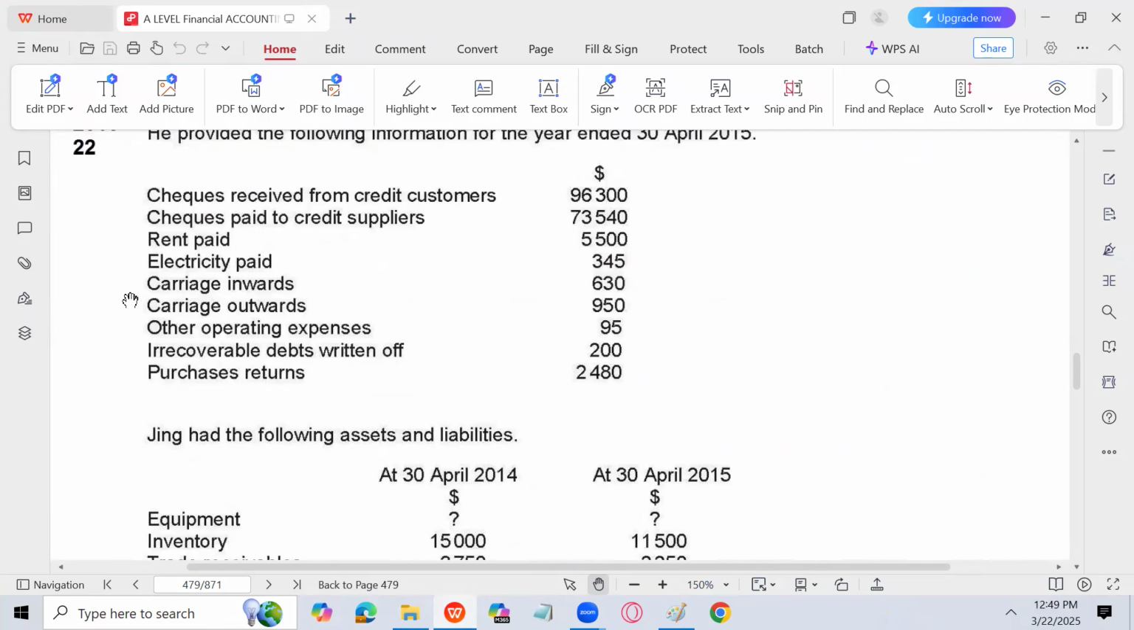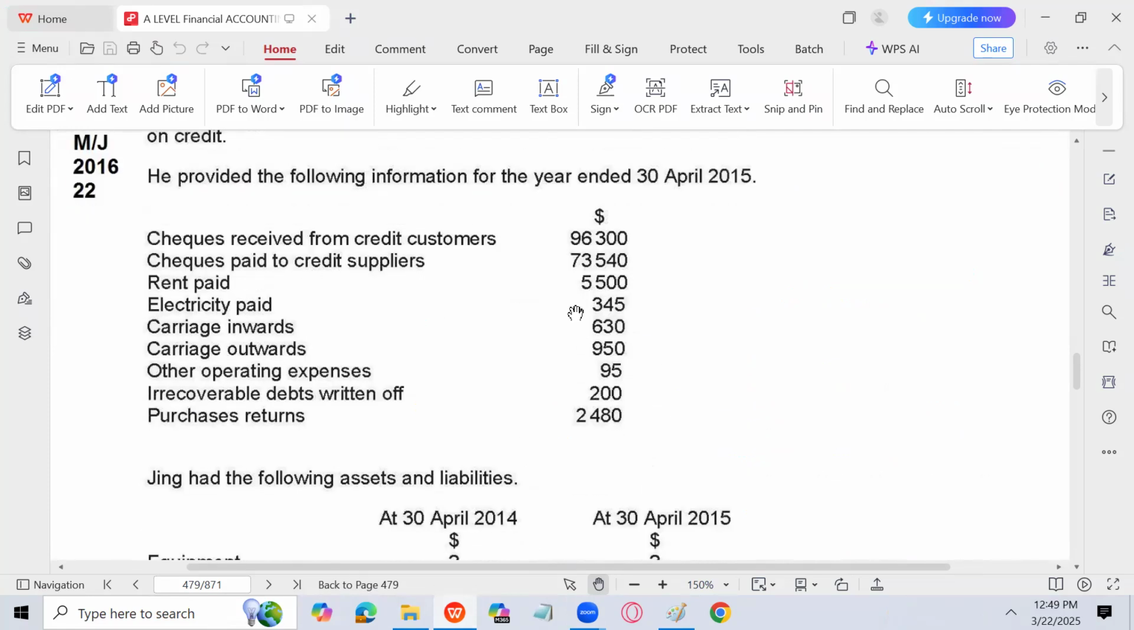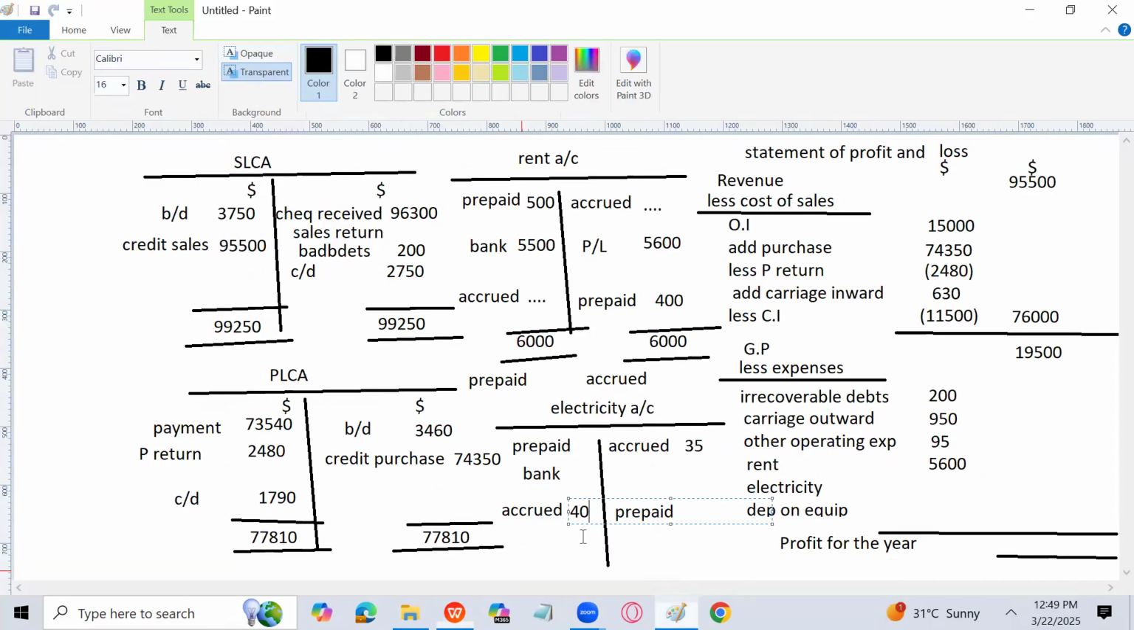That is given upside, electricity paid is 345, which is actually paid. Entry is electricity debit, bank credit. It will come on the debit side of electricity, and the difference is going to be the profit and loss figure. So you can write the profit and loss figure now. What is that? 345 plus 40 is total is going to be 385. Okay, and the difference 350. So I have calculated the electricity expense figure, which is 350. 350 is the electricity expense figure.